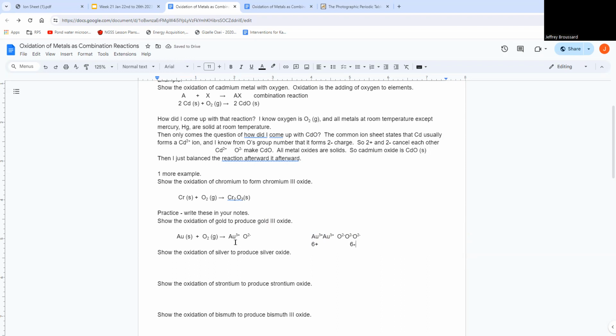So if you use the crisscross method, you bring a 3 down here and a 2 down there, and you would get Au2O3. Let me fix my subscript thing there and make the 2 a subscript and the 3 a subscript. And that's our chemical, Au2O3 solid. Uh-oh.